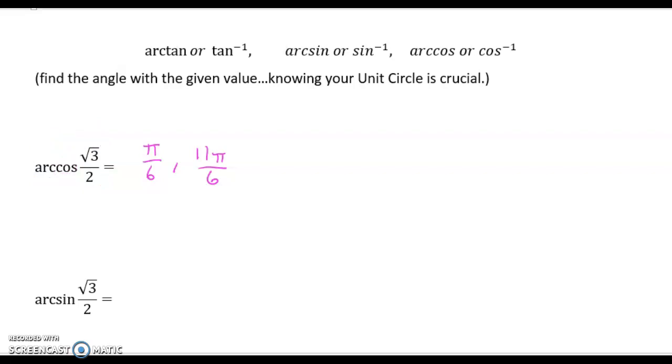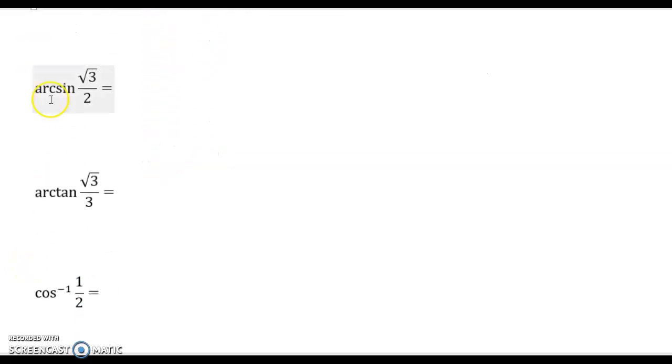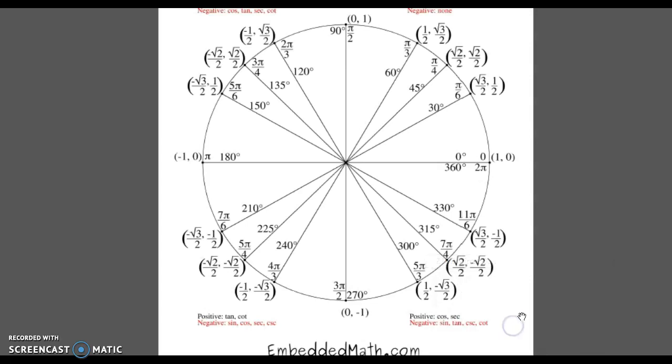Okay, let's move on to the next one. We'll do a couple of these and then we'll move to a different section. This one's arc sine. The way I've always done it is, what angle has a sine value of square root of 3 over 2? Now, really, you guys are supposed to know your unit circle by heart. So if you don't, you need to go back and revisit it. So I look at what angles have a sine value of square root of 3 over 2. That is a 60 or pi over 3, and also a 120, 2 pi over 3.